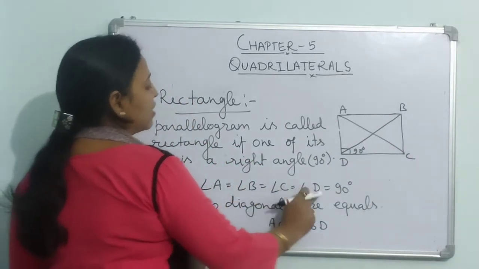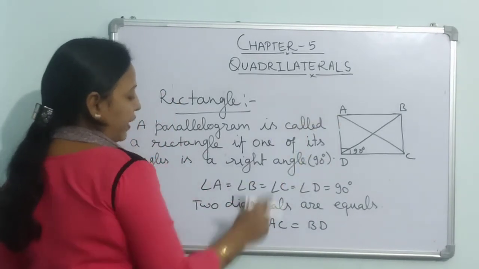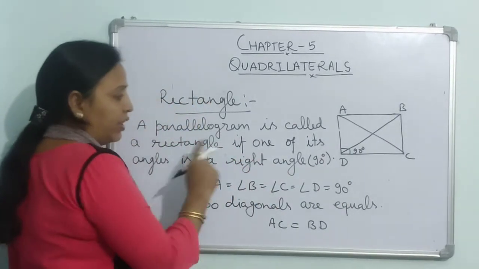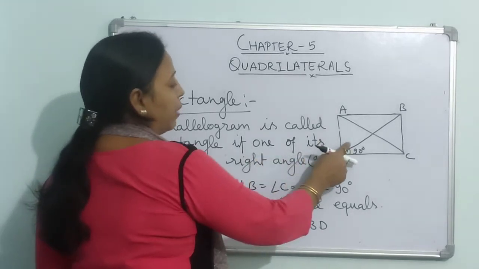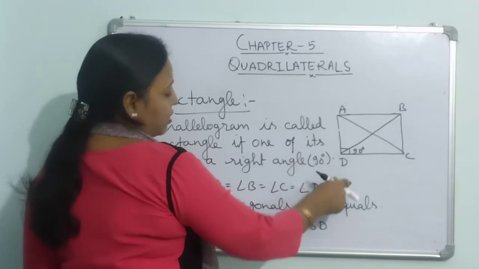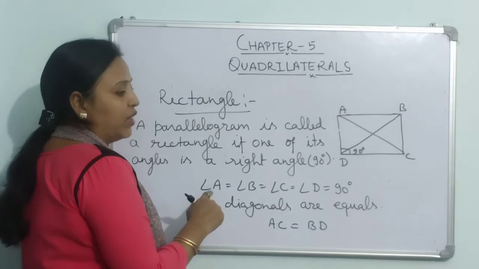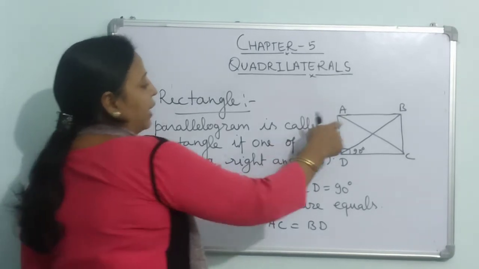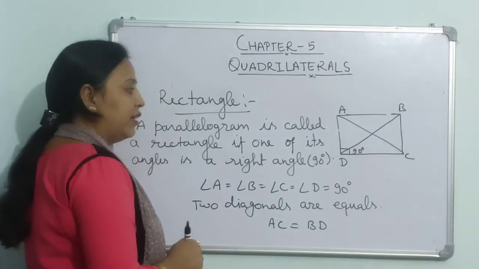All four angles are 90 degrees, and another property of this rectangle is that its two diagonals are equal to each other, which was not there in the parallelogram. All other properties of a parallelogram are also applicable here, but these two are the extra things: the two diagonals are equal. In a simple parallelogram which we have discussed, the diagonals were not equal to each other and the angles were not compulsorily 90 degrees, but here they will be 90 degrees.